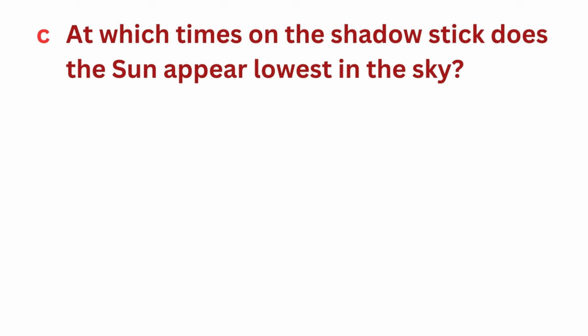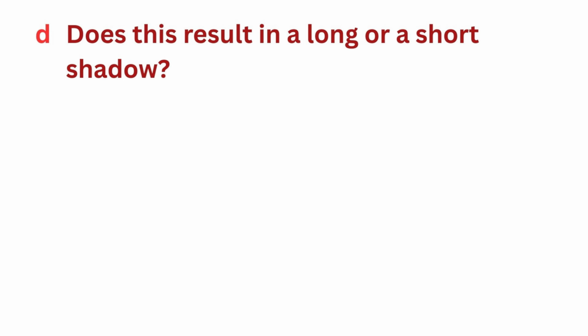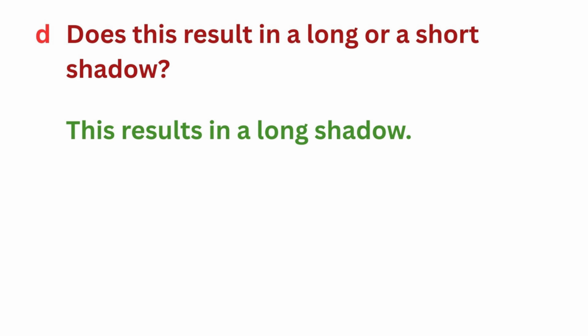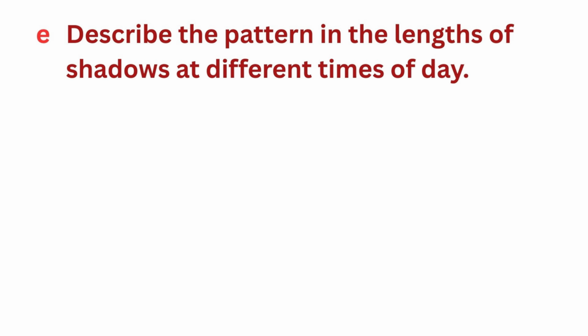C. At which times on the shadow stick does the sun appear lowest in the sky? 9 and 15. D. Does this result in a long or a short shadow? So, this will be a long shadow. E. Describe the pattern in the length of shadows at different times of day.